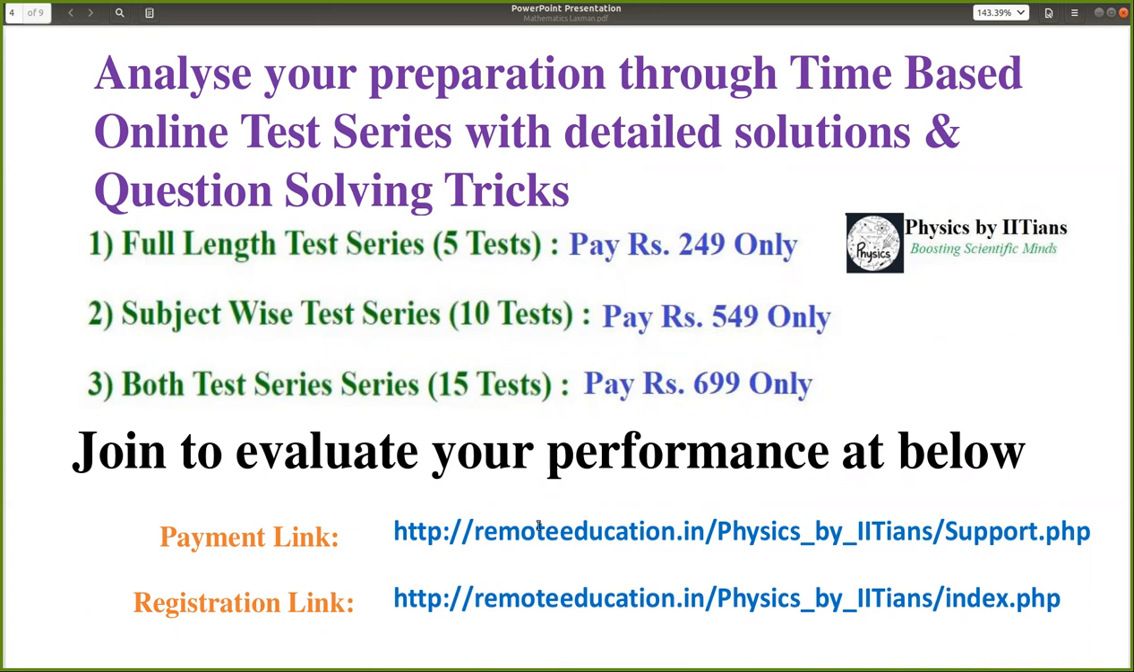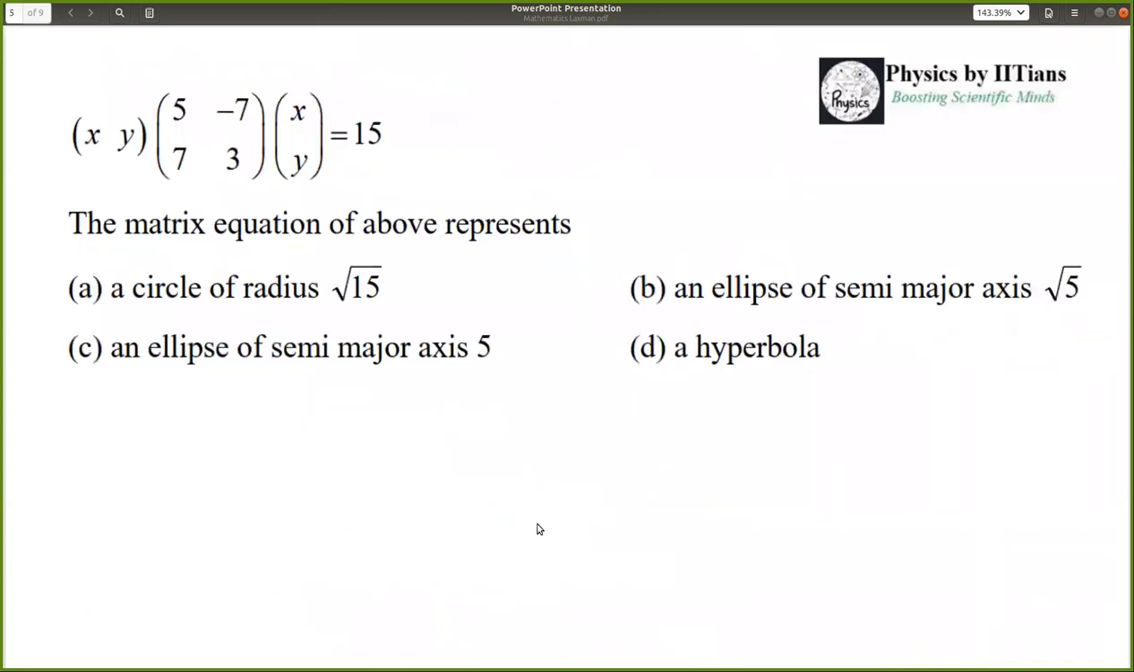Okay, let's move to the third question. The third question says there is a matrix multiplication that is equal to 15. You have been asked what this particular equation represents. So first of all, we will take the multiplication of these three matrices. This is a row matrix, this is a square matrix, and this is a column matrix. So first of all, we will multiply this square matrix with this column matrix.